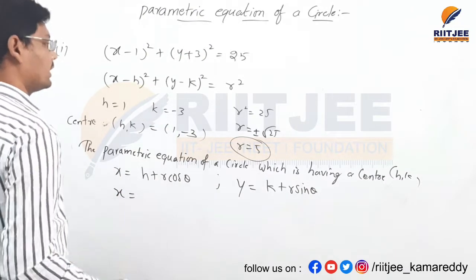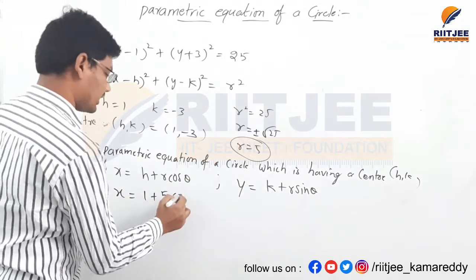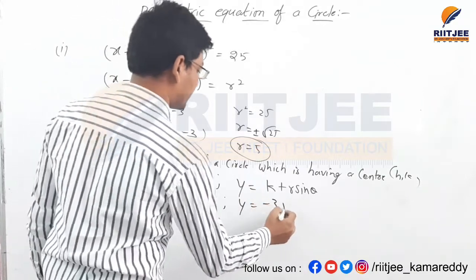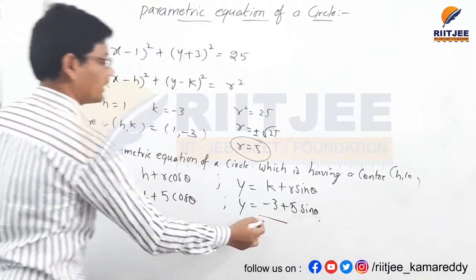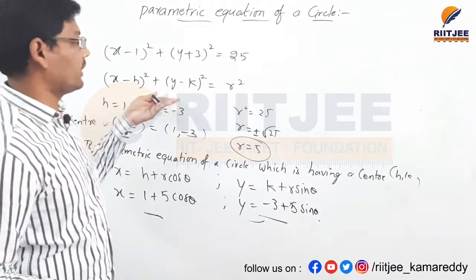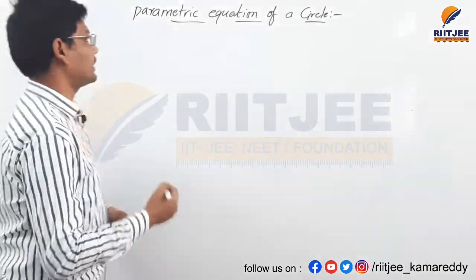x is equal to h, that is 1, plus r, that is 5, cos theta, and y is equal to k, that is minus 3, plus r, that is 5, sin theta. Here these are the two parametric equations of a circle having a different center and radius. Next, the equation of a chord of a circle.